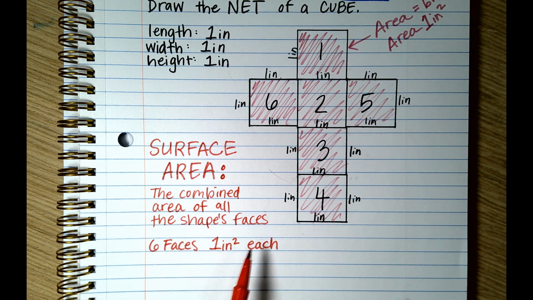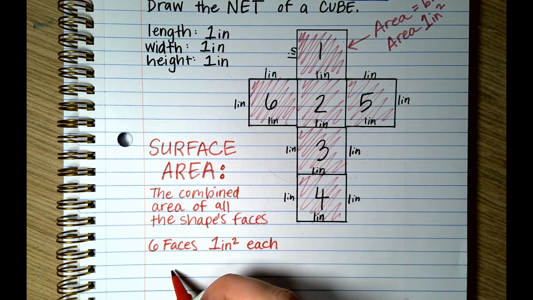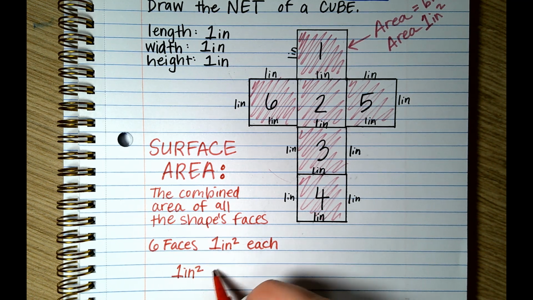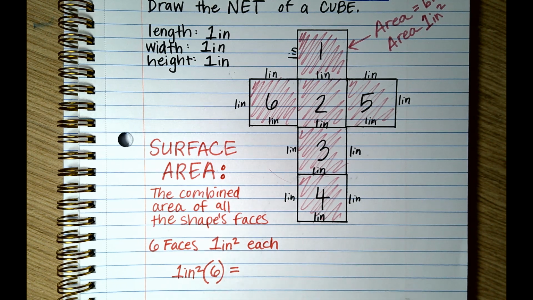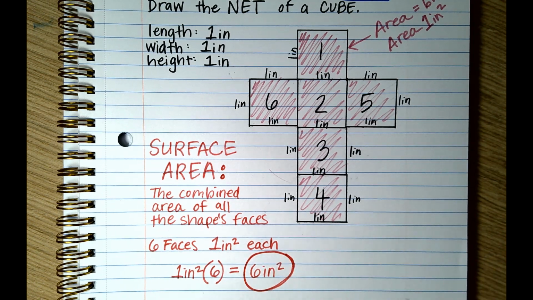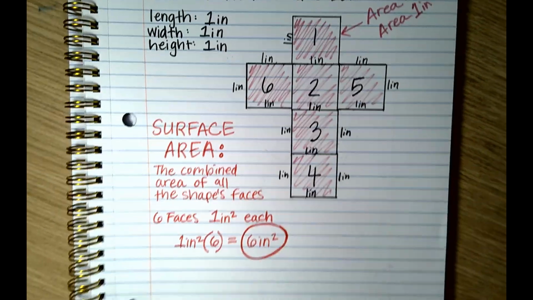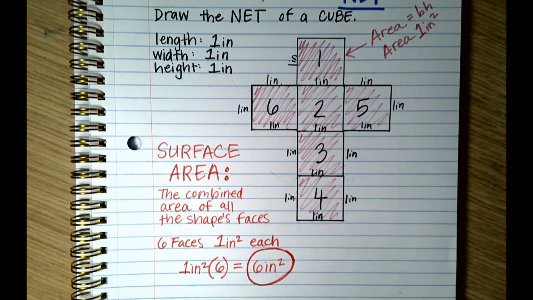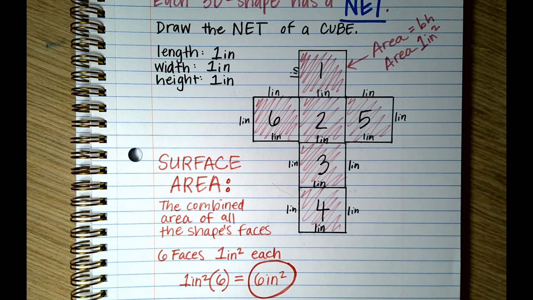So we just take 6 times 1. Or you could do 1 plus 1 plus 1 plus 1 plus 1 plus 1. 6 times. So 1 inch squared times 6. What would my surface area be? 6 inches squared. This is 6 square inches. And then we're going to talk about how we'd find the volume of this shape.